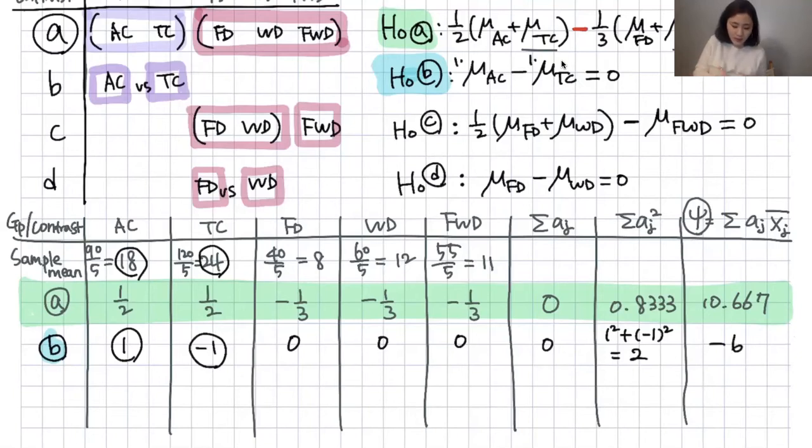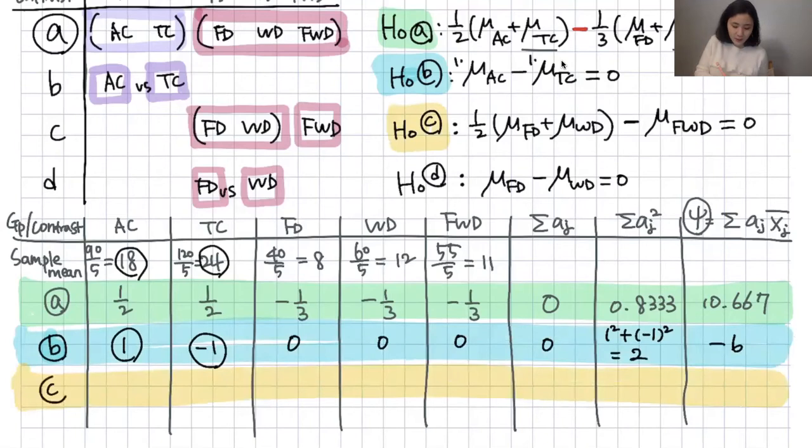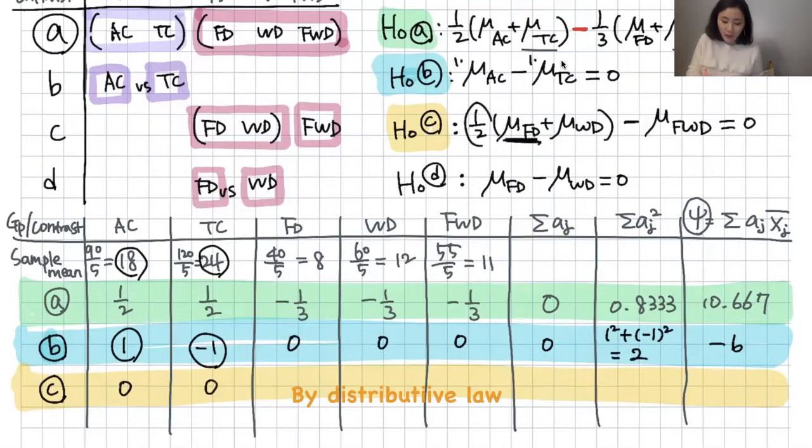So I will write, highlight as blue, contrast C. There's no term for AC and TC, so my linear coefficients for those two are 0. And in front of mu of FD, we have 1/2. And in front of the mu of WD, 1/2 is my linear coefficient. However, there is 1 in front of the mu of FWD, so -1 is going to be my linear contrast coefficient for mu of FWD.